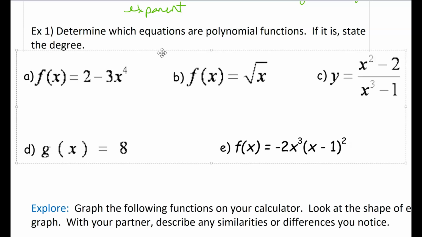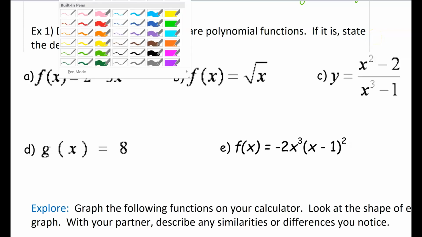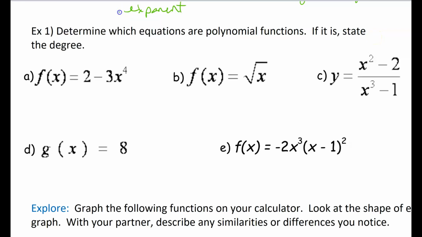All right, so in A, we've got 2 minus 3x to the 4th power. Would we say that is a polynomial function? Yes. What is the degree of this function? 4. Either say of degree 4 or 4th degree. Just make sure that you indicate you are talking about the degree. Okay.